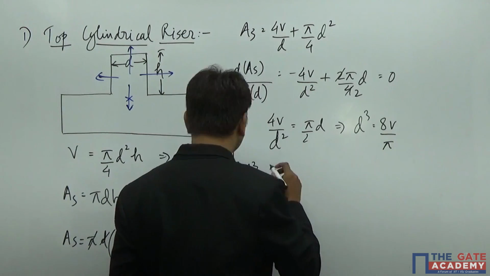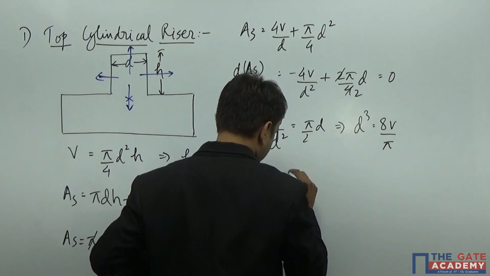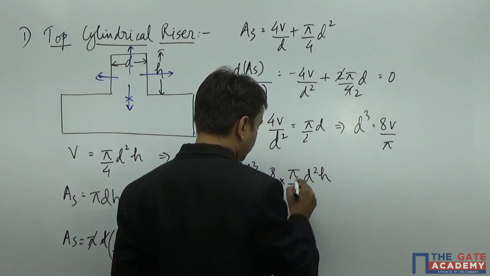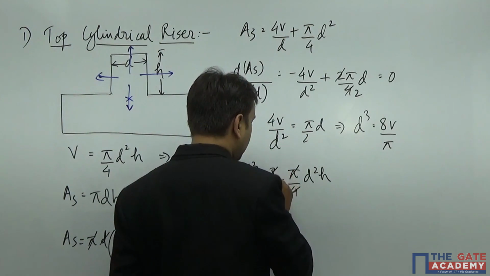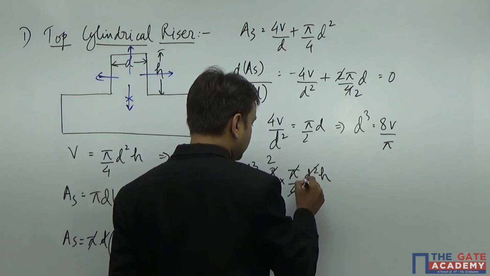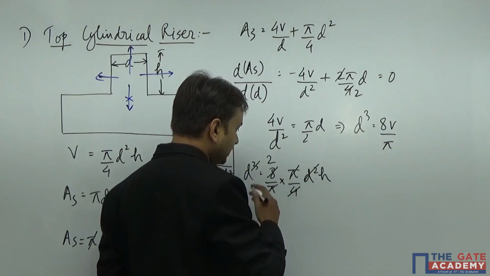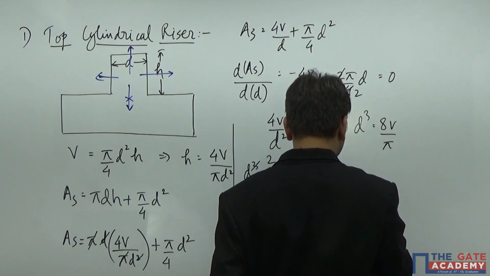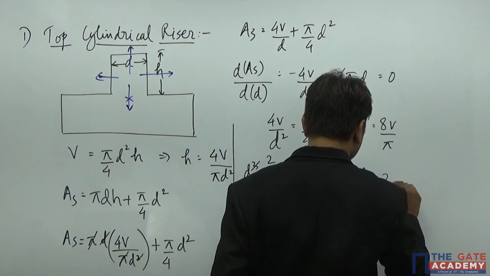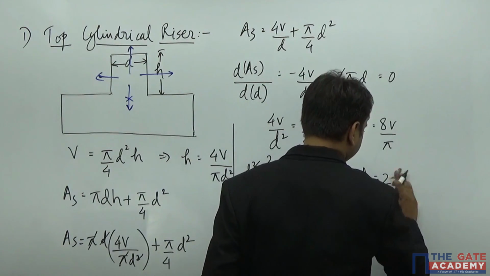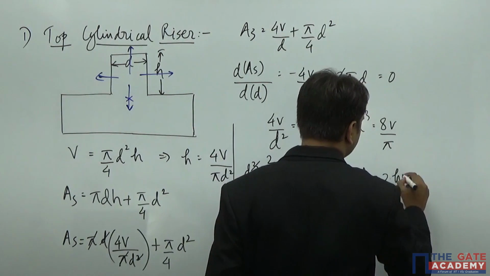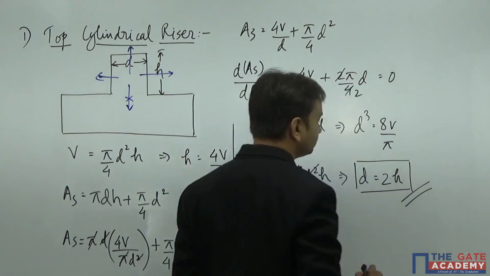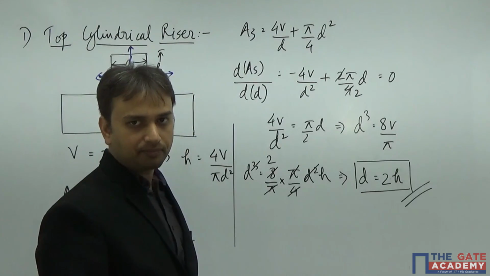Now what is v? It is the same thing, pi by 4 d square h. So pi and pi got cancelled, 4 and 8 got cancelled, d square and d cube got cancelled. So what I get? You can see that I am left with one relationship between d and h, which is d equal to 2h. d is equal to 2h.